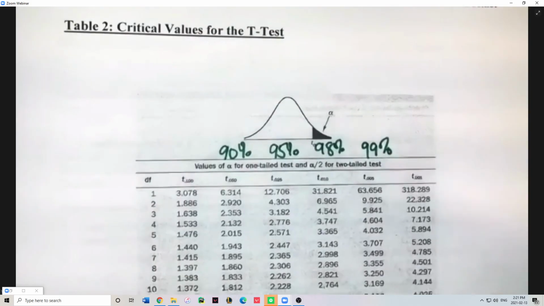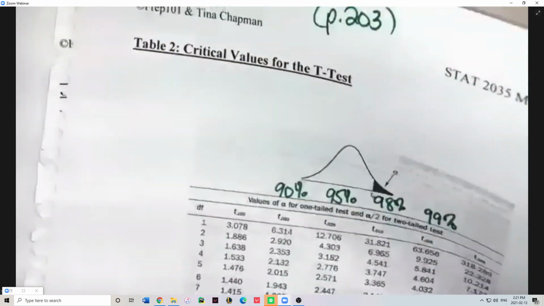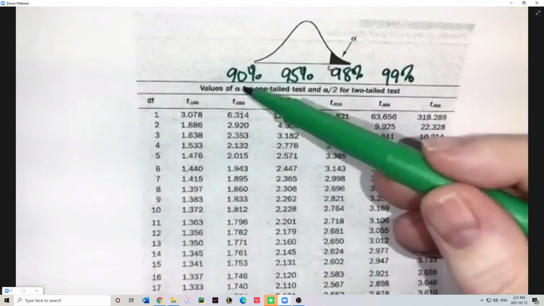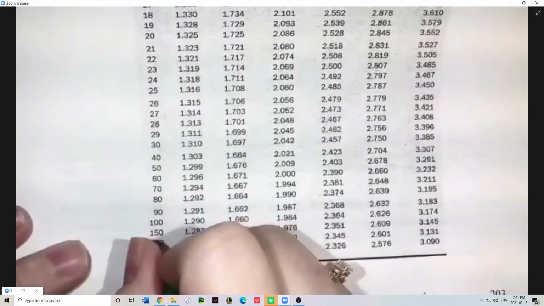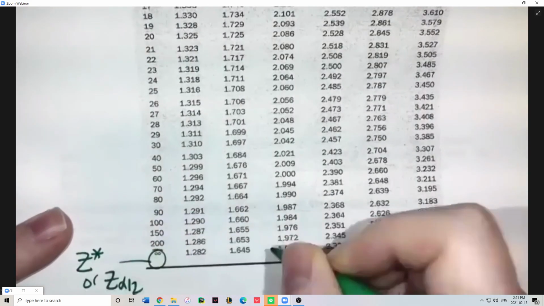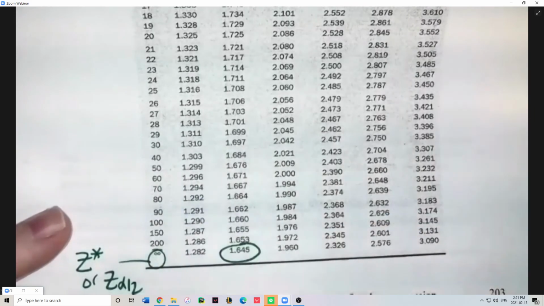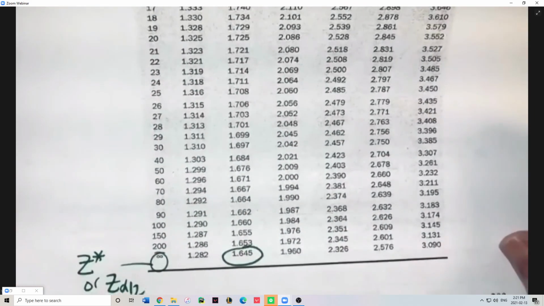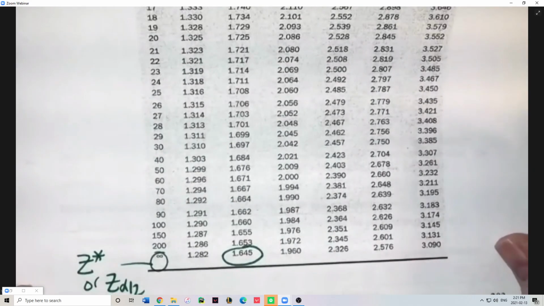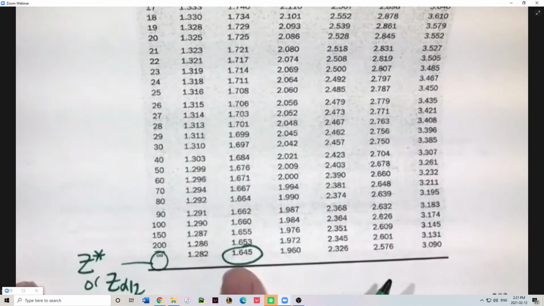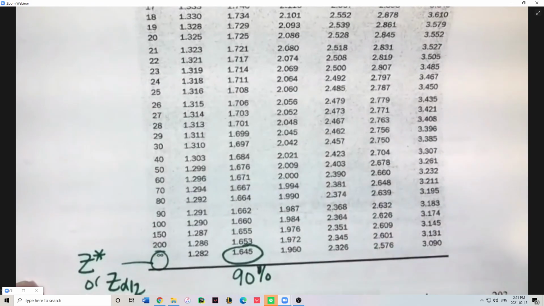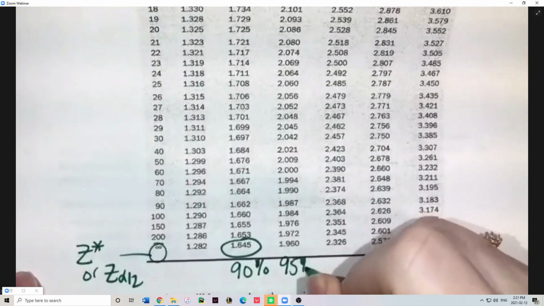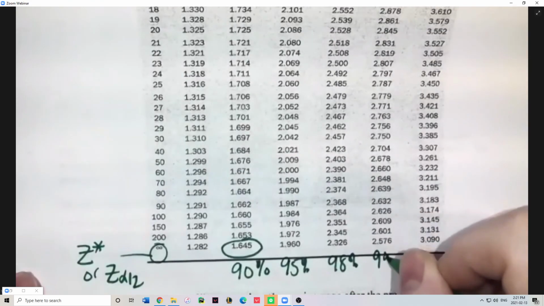Let's say we look at the 90%. If we follow the 90% all the way down to the bottom, where it says infinity, that's the Z, or the Z alpha over 2. As the t-chart approaches infinity, we get to the Z table numbers. So that's 1.645, the critical number for a 90% confidence interval. Same for this one, 95%, 98%, 99%.